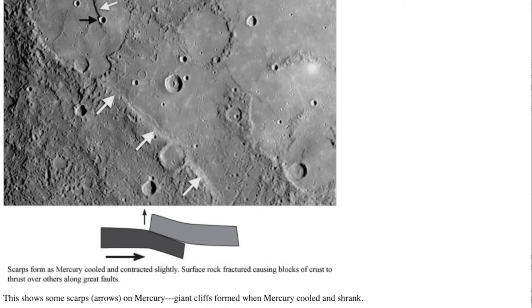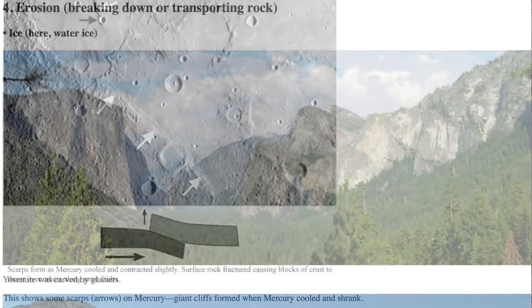In another lecture, I'll talk about a special type of tectonic activity unique to Earth in our solar system called plate tectonics. But remember that other planets do have tectonics.